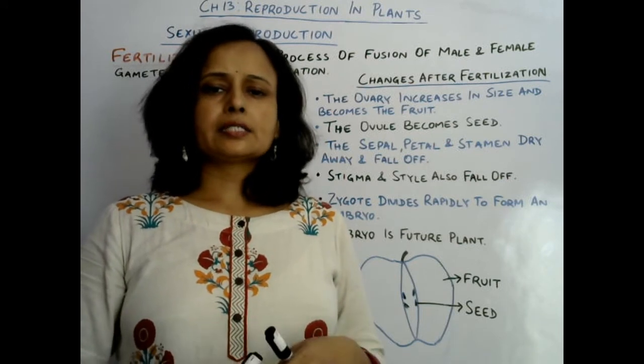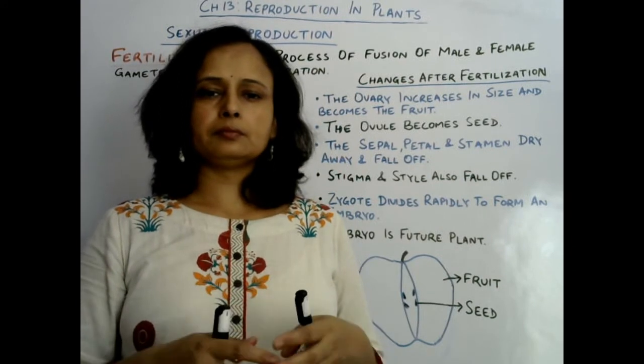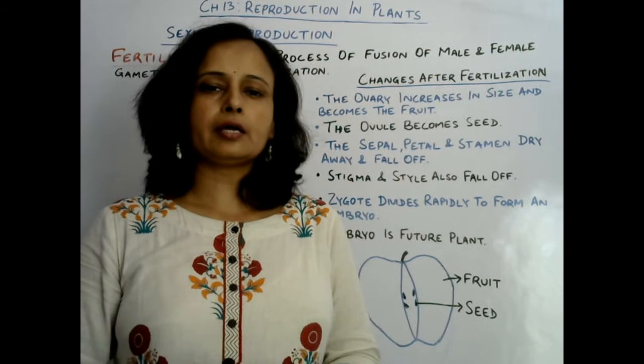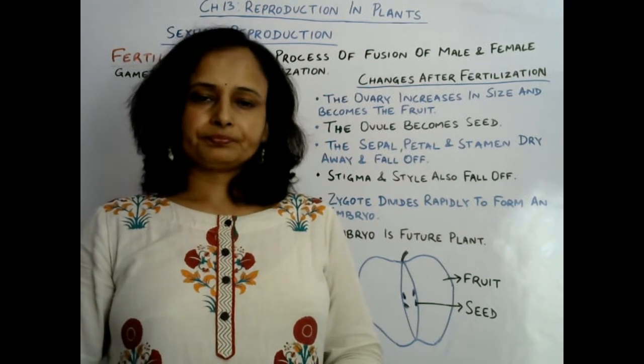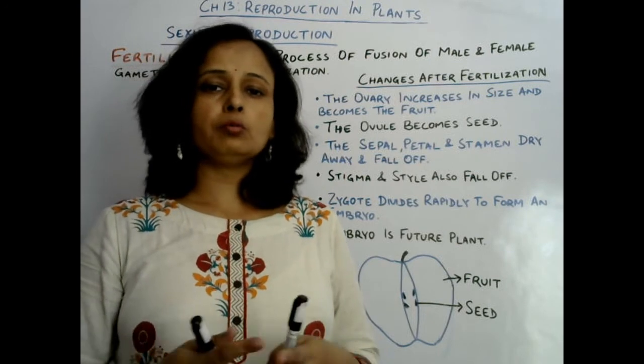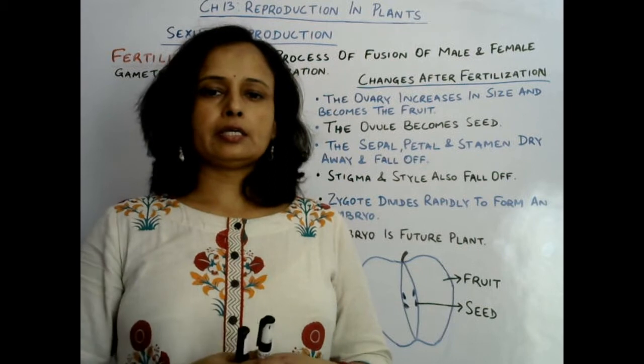The rest of the parts like sepal, petal and stamen dry off, and they just fall off from the flower, and then stigma and style also fall off, because there is no more use of sepal, petal, stamen, even stigma and style as well.